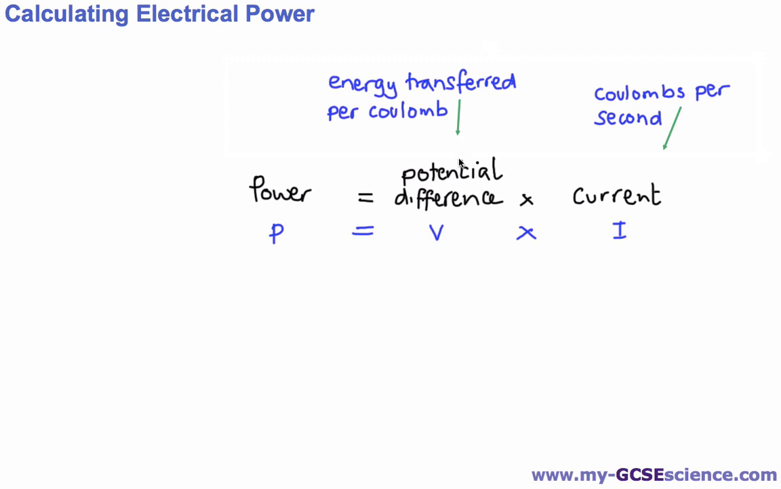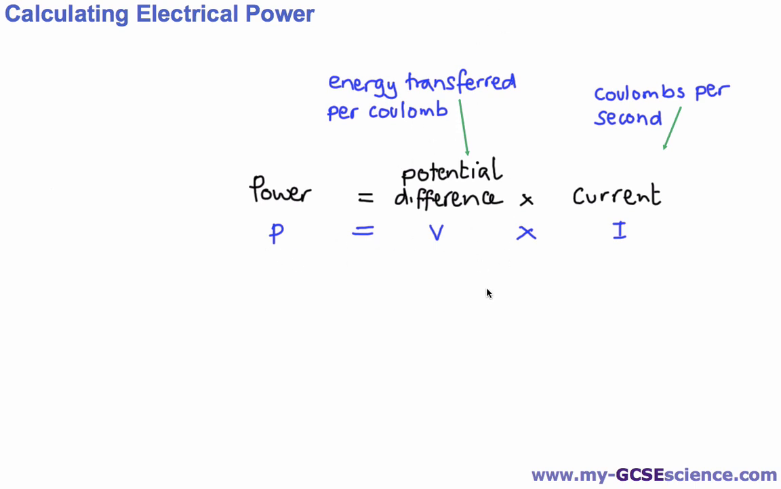This idea of potential difference means energy transferred per coulomb. So every coulomb of charge that passes a point transfers a certain amount of energy, and we call that amount of energy the potential difference. The current means coulombs per second, so a certain number of coulombs passes a point every second, and each one of those coulombs transfers a certain amount of energy, and if we know those two values we can work out the power.